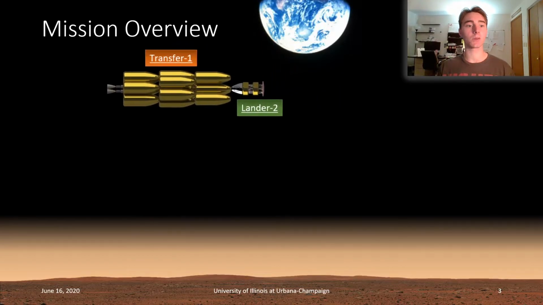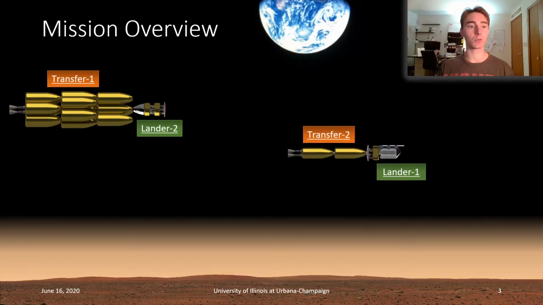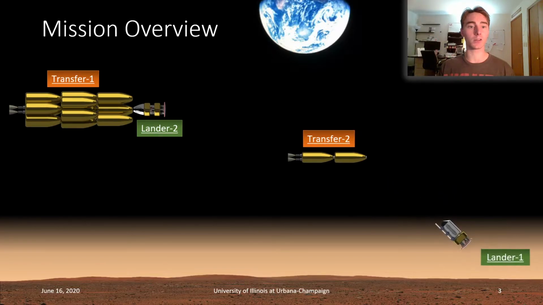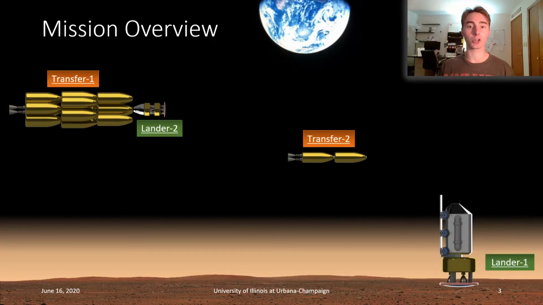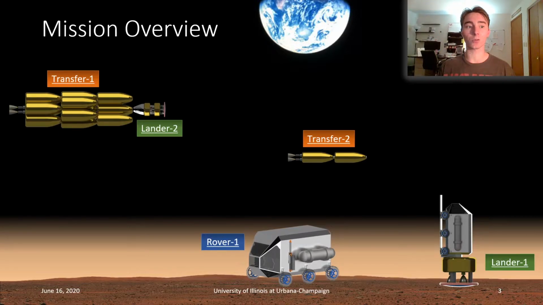The mission starts with Transfer 1 using the Hohmann transfer window in 2031 to deliver Lander 2 to areosynchronous orbit. Then, in late 2032, Transfer 2 delivers Lander 1 into a hyperbolic Martian entry which occurs in July 2033. Lander 1 carries Rover 1 down to the surface, which then exits Lander 1 and starts exploring Mars before the crew arrives. Transfer 2 is discarded into interplanetary space.